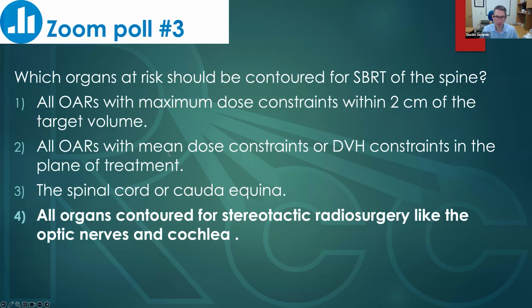Anything that's a parallel organ with mean dose and DVH constraints is good. The spine and the cauda equina are always contoured for these cases. It's just brain stuff. Since the spinal cord doesn't stretch into the brain, you don't need brain organs at risk.